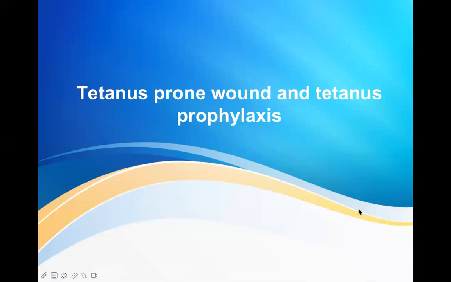Now we have come toward the end part of this topic. What are tetanus-prone wounds, and what do you mean by tetanus prophylaxis? Let's talk about this. In other words, which types of wounds are called tetanus-prone wounds, where there is a high chance of development of tetanus, and what are we going to do?